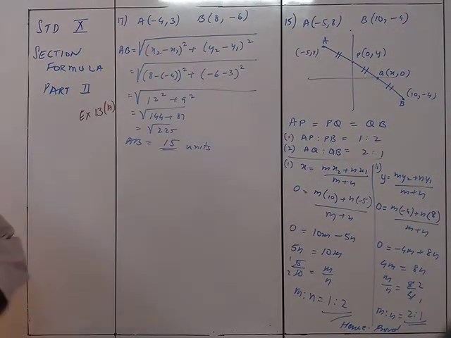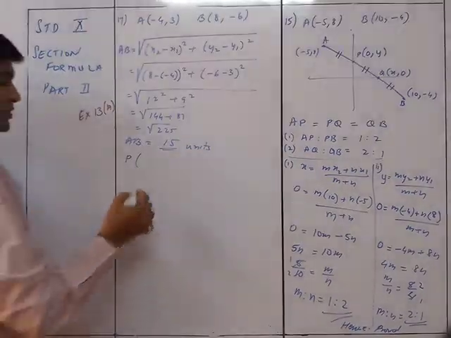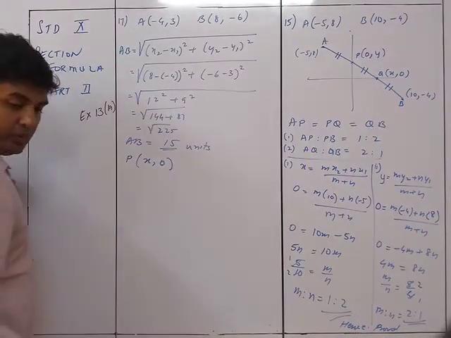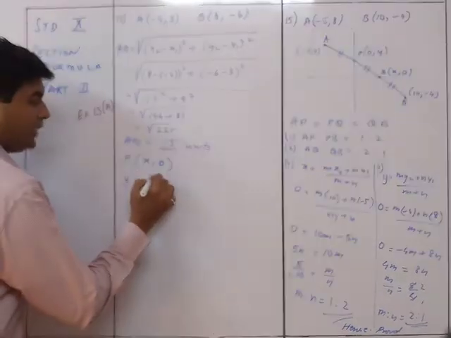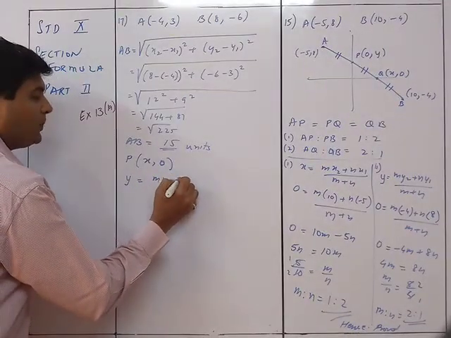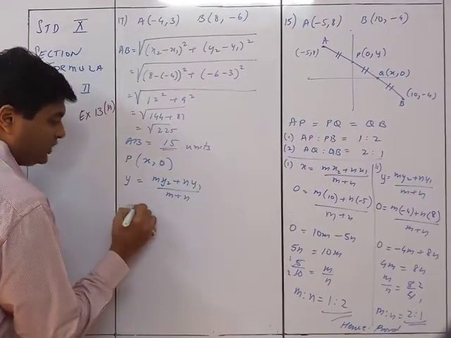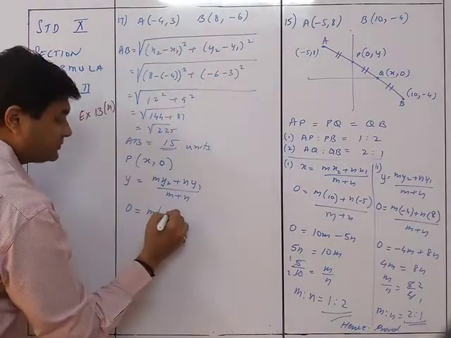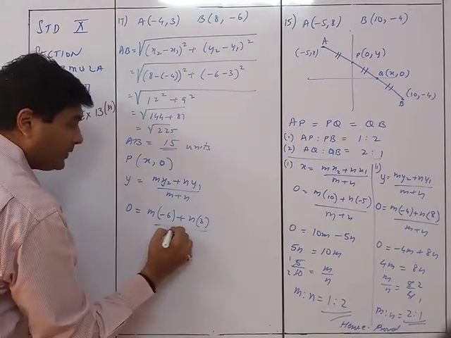We do need to know over here, now they are divided, it is divided by the x-axis. So we know that P is on the x-axis, which means y value is 0, so it will be x comma 0. You just need to find out the ratio, so you know that y is equal to (m y2 plus n y1) upon (m plus n). So 0 is equal to (m times y2, y2 is minus 6, plus n times y1, y1 is 3) upon (m plus n).